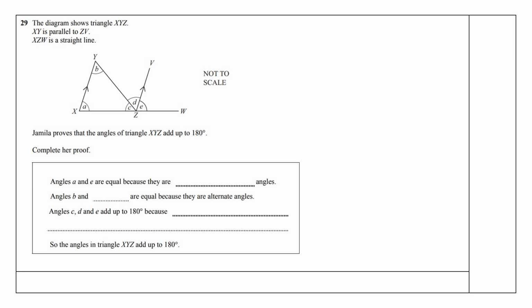Okay, next, the diagram shows the triangle XYZ. Jamila proves that the angles of XYZ all add up to 180 degrees. So first off, A and E are equal because they are called corresponding angles. They're F angles, they look like that. And F angles are called corresponding. B and D are equal because they are alternate angles. Alternate angles look like a Z. So Z angles are alternate, C angles are supplementary, F angles are called corresponding, and X angles are called opposites.